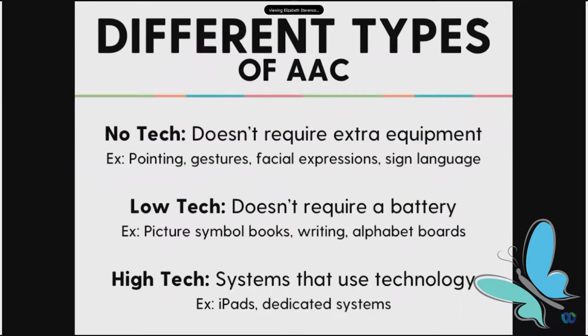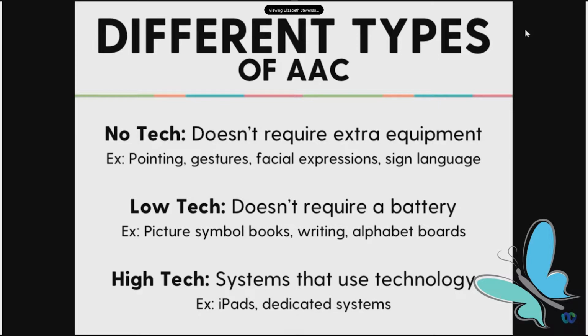Now, there are different kinds of AAC, and we tend to use all these different kinds in combination. So we have no-tech AAC, low tech, and high tech. No tech is something that really doesn't require extra equipment. So again, it's pointing to something that we want, using gestures to portray what we're thinking, using facial expressions or sign language. That's our no tech. Low tech, on the other hand, is something that usually we can physically hold but doesn't require a battery.